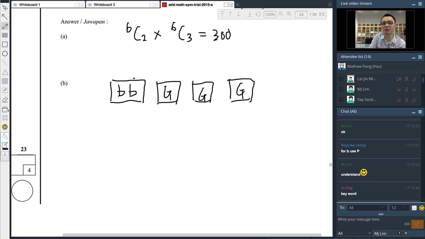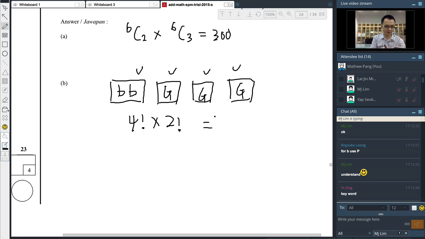Since I group the boys together, I count the boys as one subject, the one whole thing. So we have 1, 2, 3, 4. If you have 4 objects and want to arrange them, it's just 4 factorial. But among themselves, the boys can switch places, right? So multiply by 2 factorial. So this is your answer. It's 48, isn't it? Yeah, it's 48.